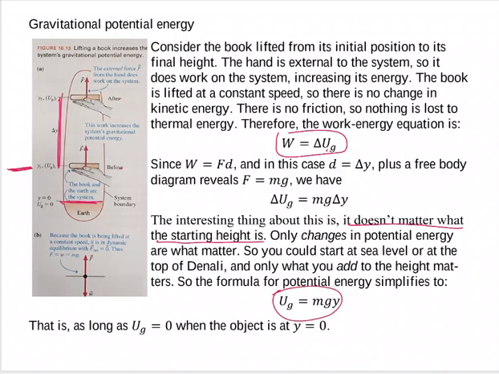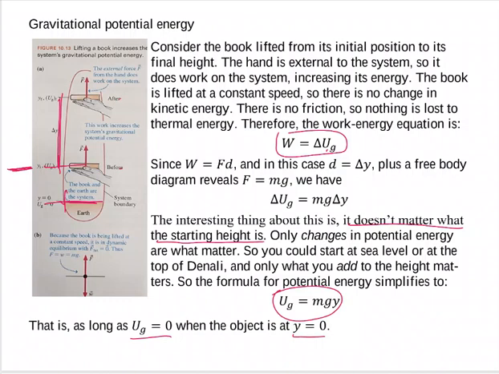And the only change there is the fact that we got rid of the delta y and just called it y. That is, as long as the original potential energy is equal to zero when the object is at zero. And so you can call zero anywhere. We can call this location right here zero. We can call this location right here zero. It doesn't make any difference where we start. It's just how much did we change from where we started.